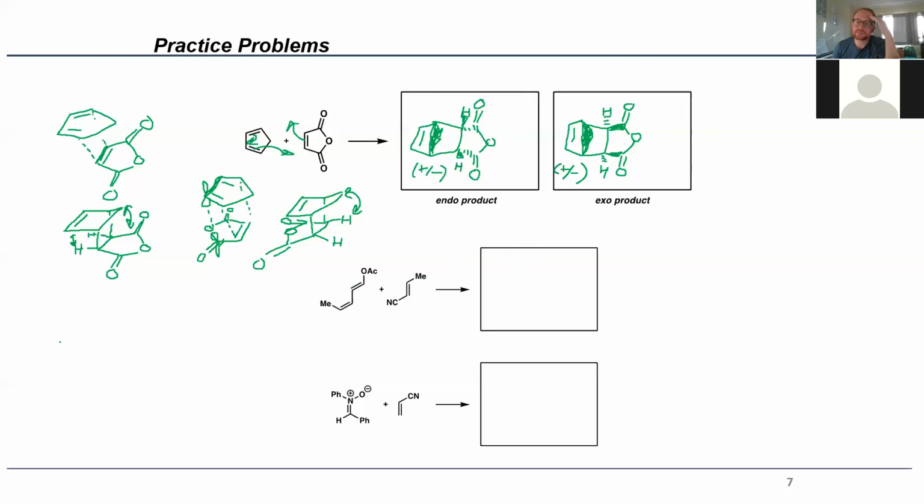Any questions on this one? I think this should be something that becomes very routine to you. You should get a lot of practice with it.